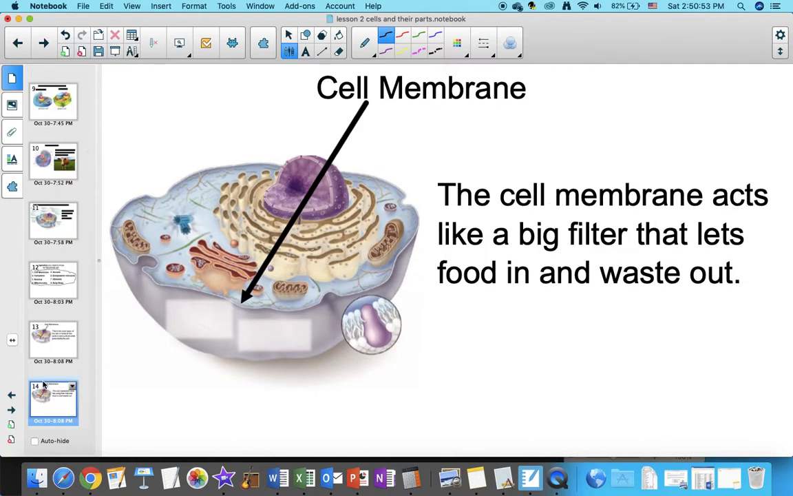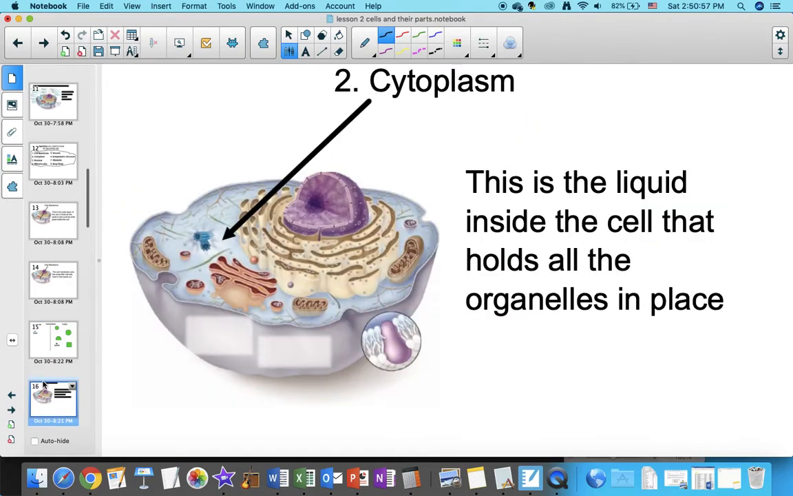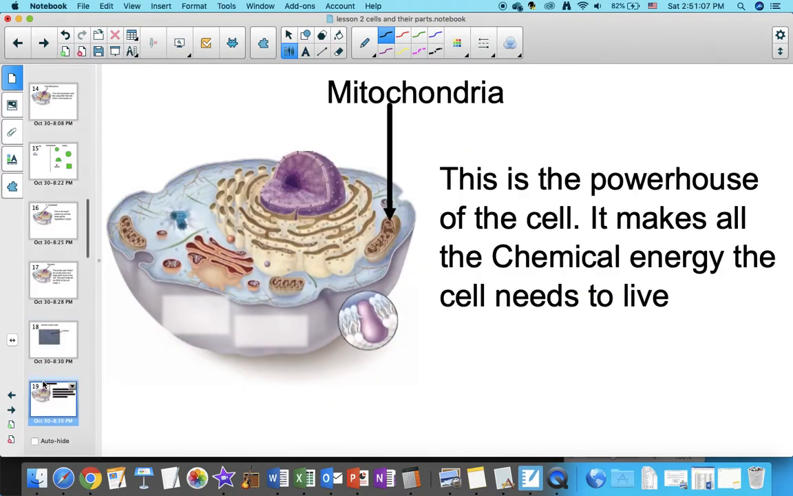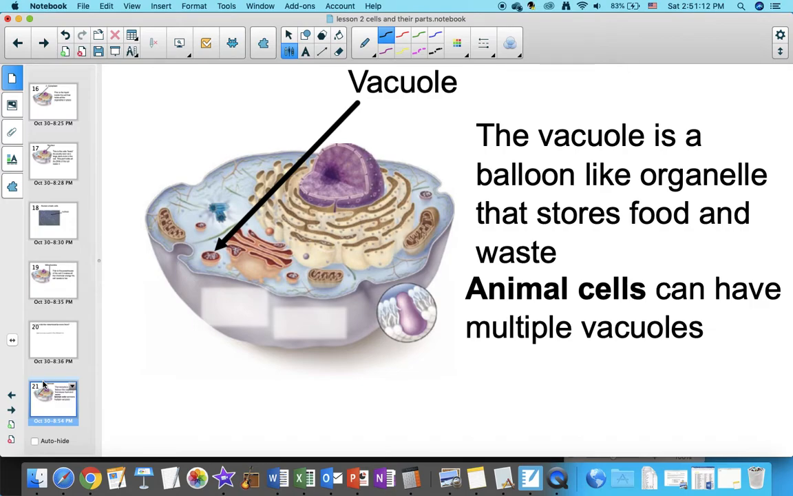So we mentioned what the cell membrane does. It's basically a big filter that lets good things in and keeps bad things out. We have the cytoplasm, which is the liquid inside the cell that holds everything together. The nucleus, which is the storage of all DNA in the cell. We have the mitochondria, which makes energy for the cell. We have the vacuole, which holds waste and food for the cell. So it's like a storage or a stomach area for the cell. And the animal cell can have more than one vacuole.